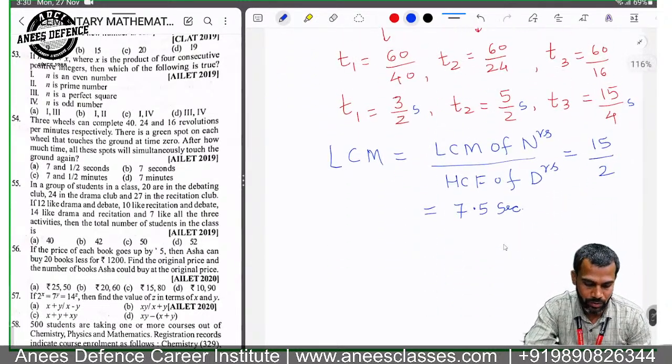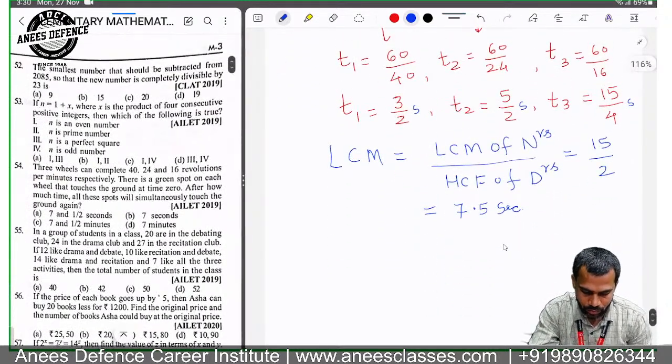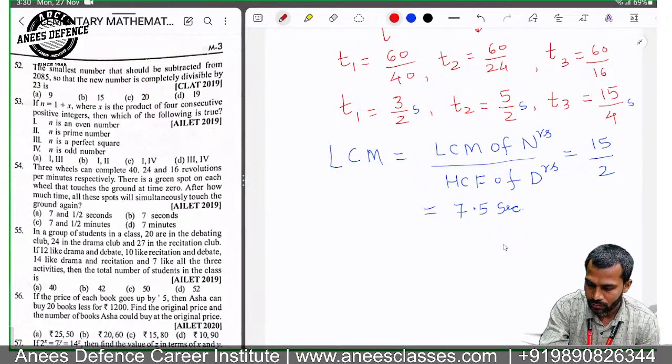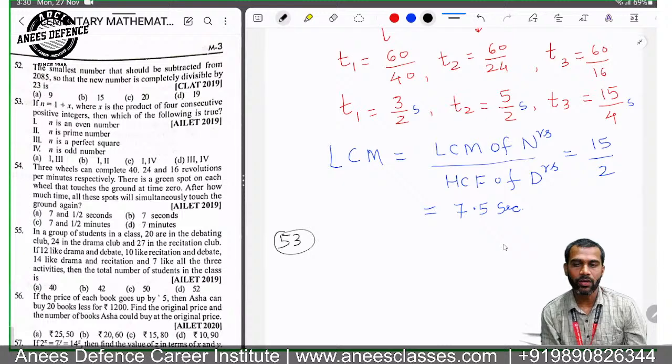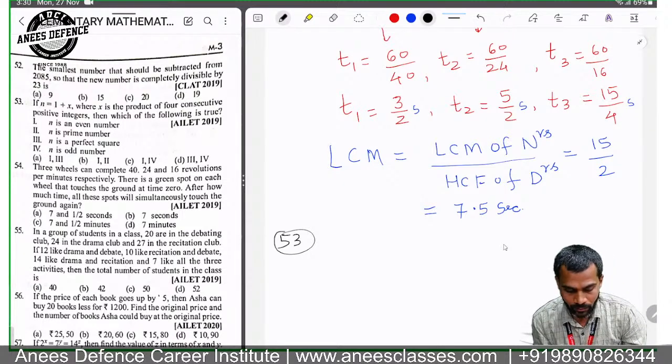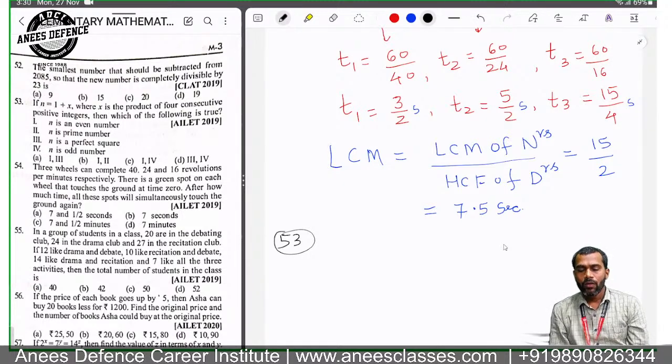Please try to solve question number 53 now. Question number 53. If n is equal to 1 plus x, where x is a product of 4 consecutive positive integers, then which one of the following is true?